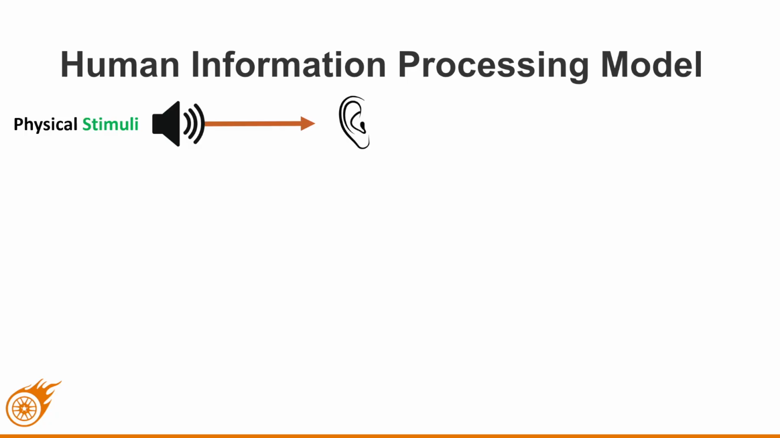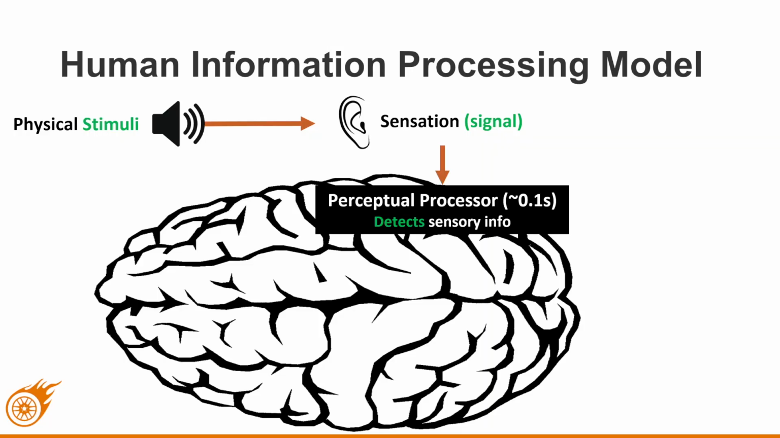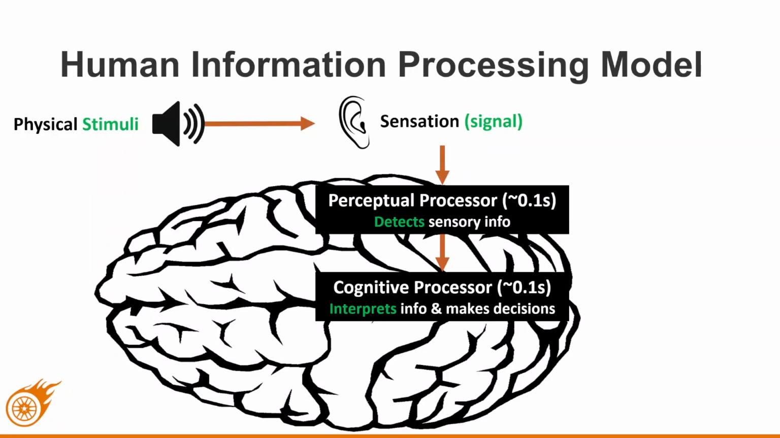Then your sensory channel, whether it be touch, auditory, or visual, in this case visual, picks up a signal, the squealing tire signal, and that then gets sent to your perceptual processor. The perceptual processor is what detects the sensory info given, and after the info is detected, it is interpreted by the cognitive processor, and the cognitive processor also makes decisions.